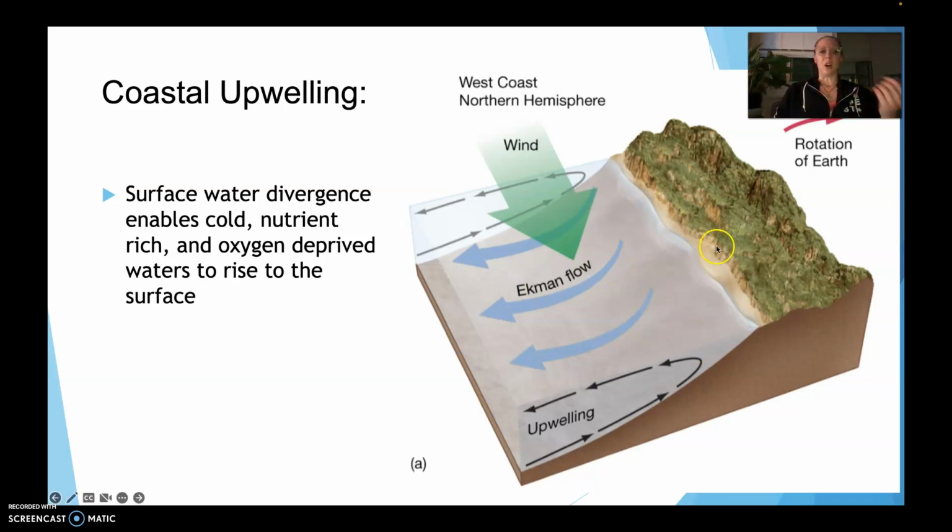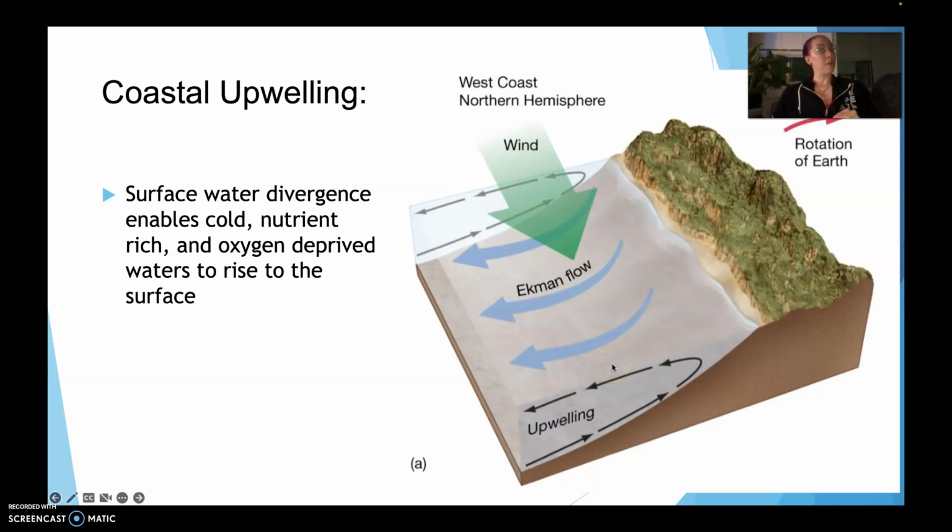So we see this a lot on the west coast of North America, especially off of the California coast. So we have winds that are blowing from Northern California to Southern California, because there's that big Pacific high that's oftentimes parked off of our coast. So we have winds going from north to south.